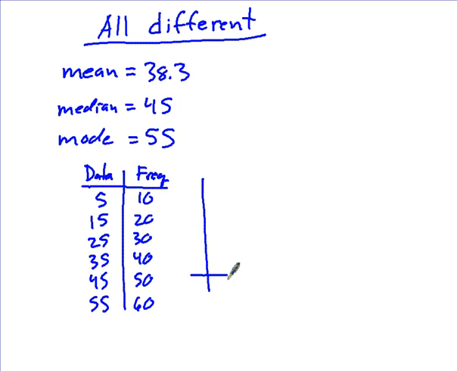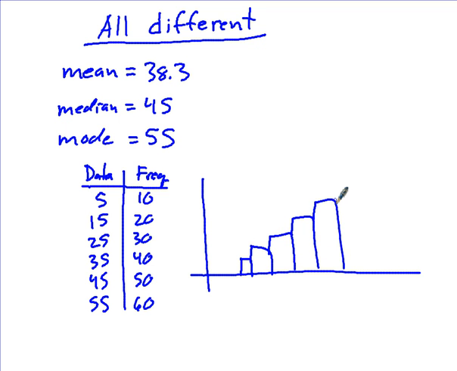If we were to graph this as a histogram, it would look something like this. Notice the triangular distribution pattern, where this is 5, 15, 25, 35, 45, and 55, and this is happening 10 times, 20 times, 30, 40, 50, and 60. That nice triangular pattern. Clearly, this last interval is going to be your mode because it's happening the most.